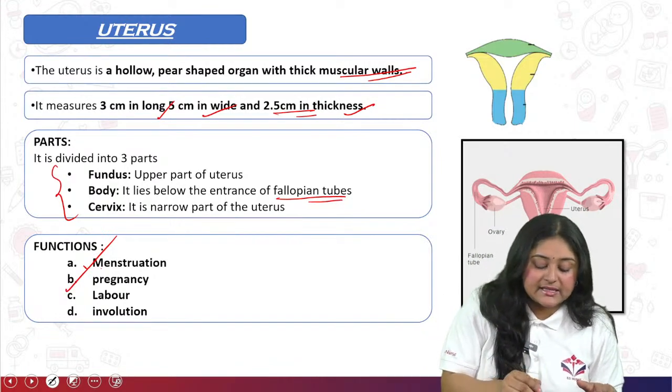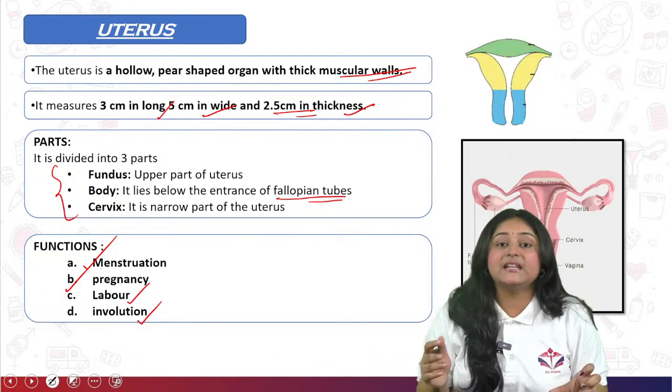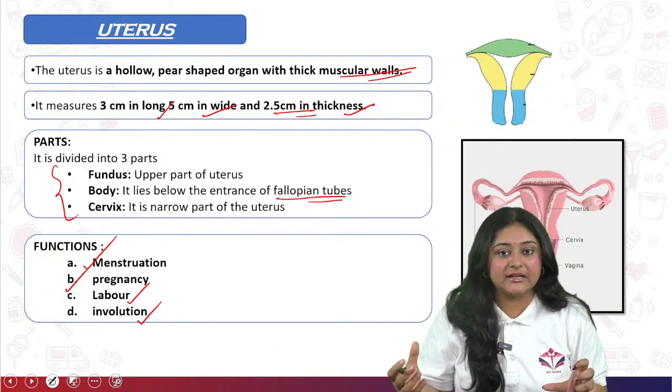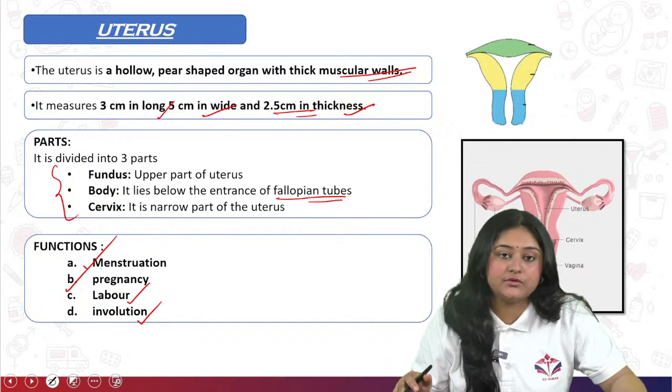Next is pregnancy, then labor as well as involution. Labor is when, from the ostial region of the uterus, the labor pain is going to start. So that's why labor pain is also one of the functions of the uterus, for delivering the baby.